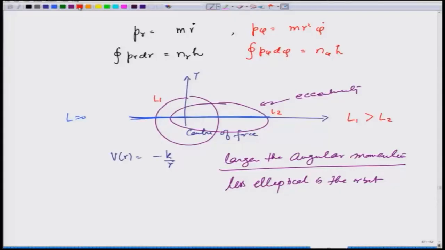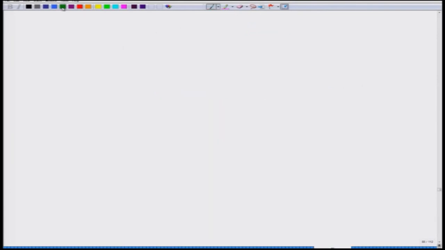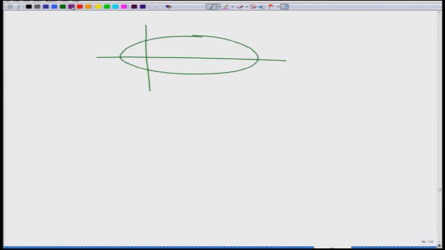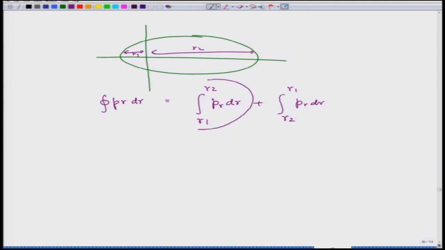Now, you notice that for a given orbit like this, there is a distance r1 and a smaller distance r2. When I calculate, for example, the integral of p_r dr, I will be going from r1 to r2 with p_r dr, plus, to complete the full period, coming from r2 to r1 with p_r dr. Both integrals give me the same answer because of the symmetry, and therefore, this is nothing but 2 times the integral from r1 to r2 of p_r dr.